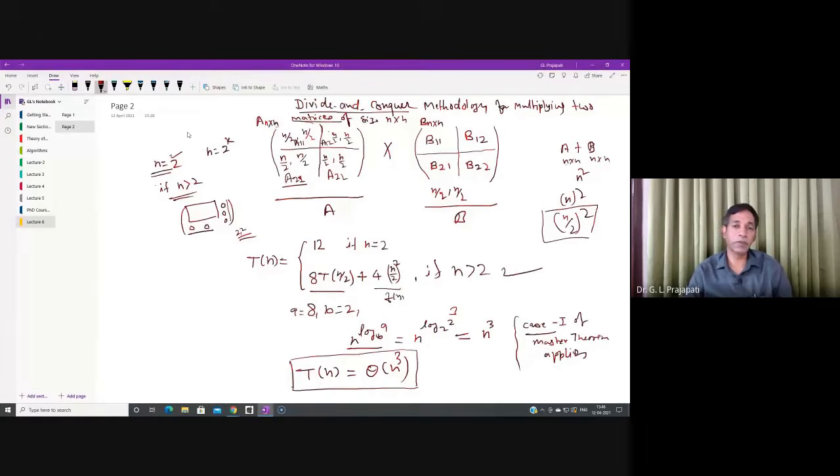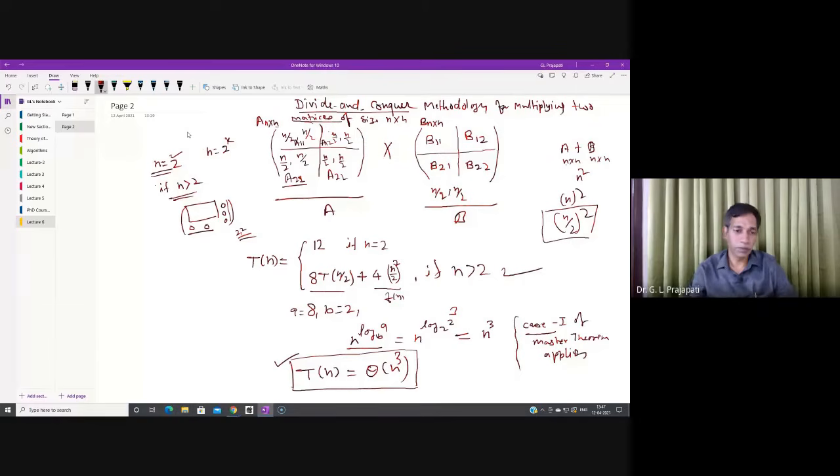Even if you are going to use the divide and conquer technique for the matrix multiplication of two matrices of size n by n, the brute force method says the operations is theta of n cube, and with the help of divide and conquer also you are getting the same bound. Means the number of operations required by the divide and conquer technique for the multiplication of two matrices of size n by n is theta of n cube, and hence there is no improvement even if you use the divide and conquer technique for the matrix multiplication.